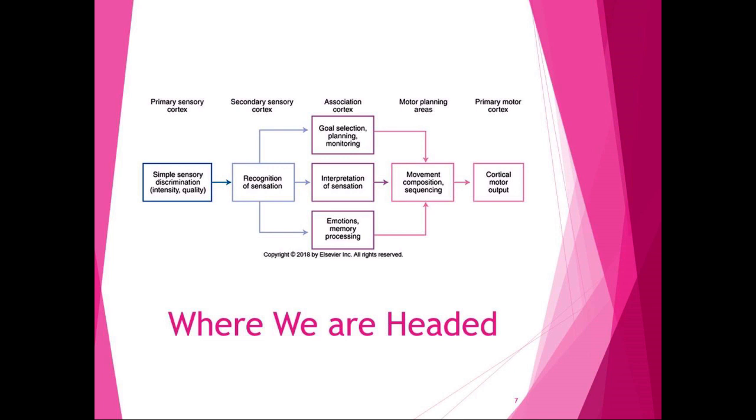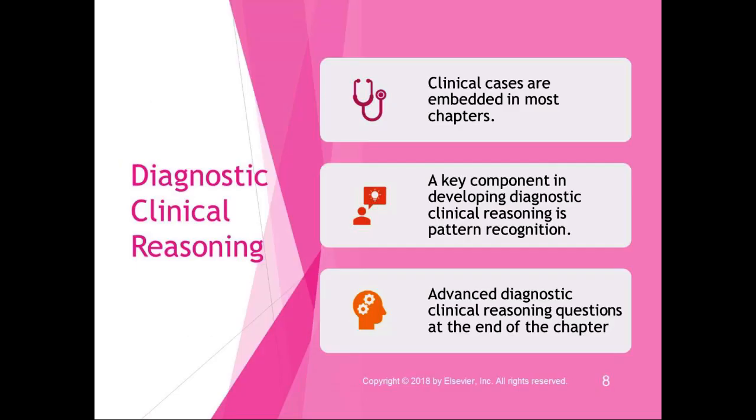So throughout the quarter, I'm going to go back to this diagram and we're going to talk about where we are in this diagram. So there are clinical cases that are embedded in most of the chapters of this book. Diagnostic clinical reasoning is largely pattern recognition, or that's the key component. So you can say, how does this look like what I think it's supposed to look like, and how doesn't it look like that? What patterns am I seeing?